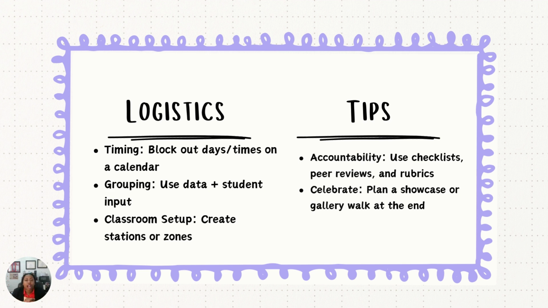The last thing is our tips. Look at accountability. Use checklists, peer reviews, and rubrics to make sure your small groups are working, meeting the requirements that you ask of them, and grasping the information. And then remember to celebrate. Plan to showcase a gallery walk or something at the end that shows what they have been working on in the small groups. Presentations matter. Public speaking matters, and they should be willing to elaborate on what they have learned. So that's always good for students to do.